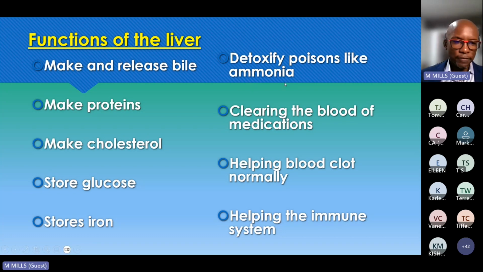The liver helps detoxify. One of the common things people know is that your liver is helping to detoxify. It detoxifies drugs and it detoxifies any poisons. It clears the blood of medication, so most medications that you take have to be broken down by the liver and then passed out by the kidney. It helps blood to clot normally, so it makes proteins which help in blood clotting, and it helps your immune system. A healthy liver contributes to a healthy immune system. All of these are basic functions of your liver, which of course you would want to have working, and you don't want anything to impair the function.